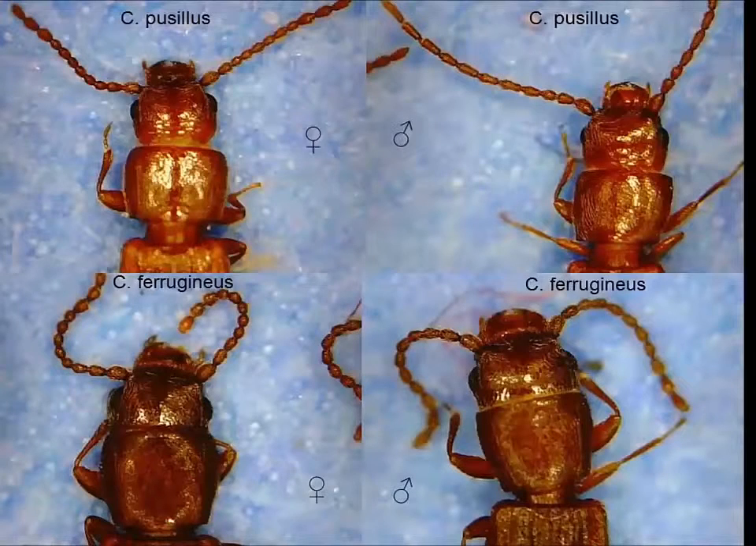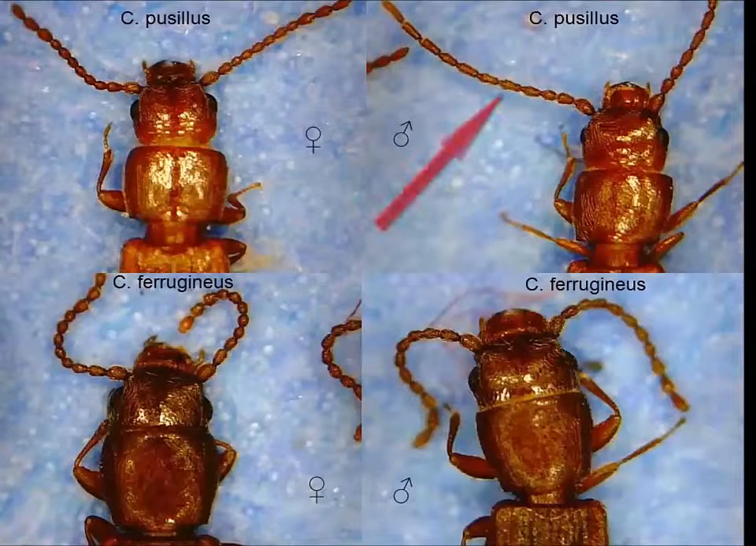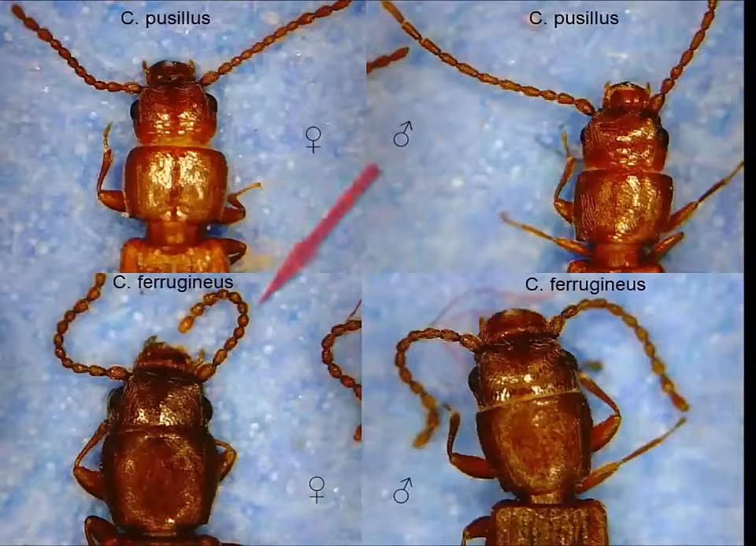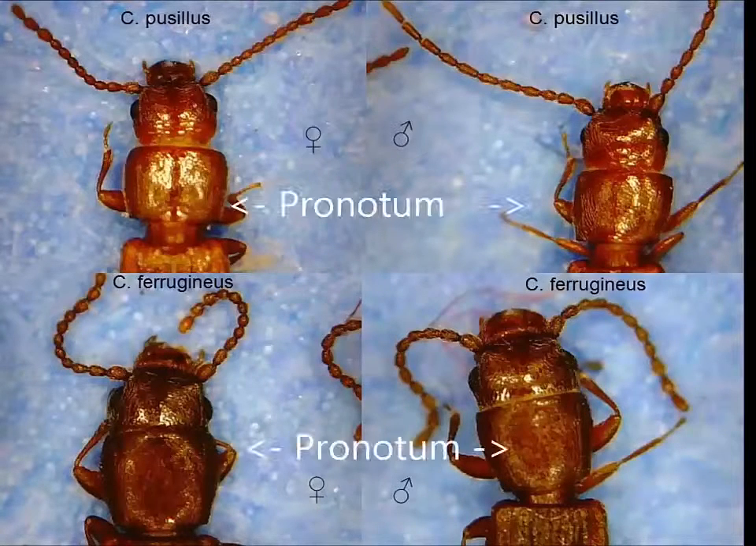So the next feature we'll look at is the antennae. Now, with the male Cryptolestes pusillus, they all have the same number of antennal segments, but the segments are elongated in pusillus. If you look at the female ferrugineus, you'll see that the segments are quite rounded. So they're intermediate in the other two examples here.